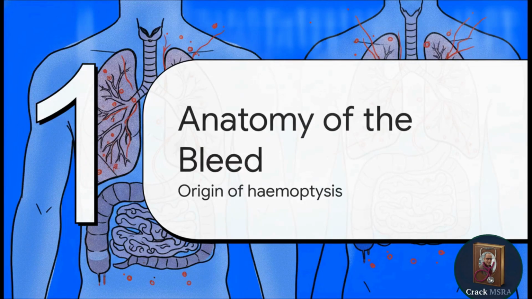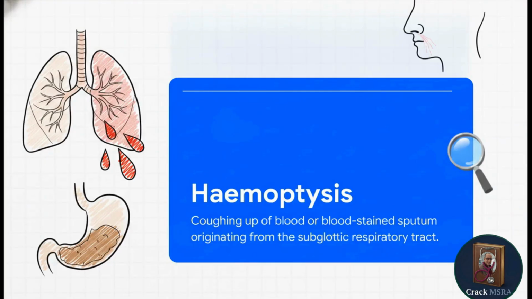All right, part 1, anatomy of the bleed. So the absolutely crucial point here is that true haemoptysis originates specifically from the subglottic respiratory tract. This single anatomical distinction helps us immediately rule out upper airway bleeds, like say a severe nosebleed draining backwards, or gastrointestinal bleeds like haematemesis. Basically, if it's haemoptysis, it is coming from below the vocal cords.